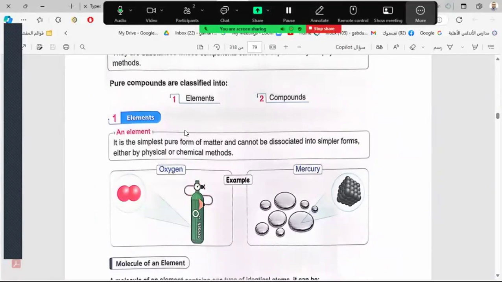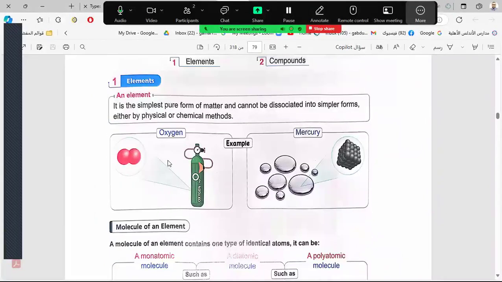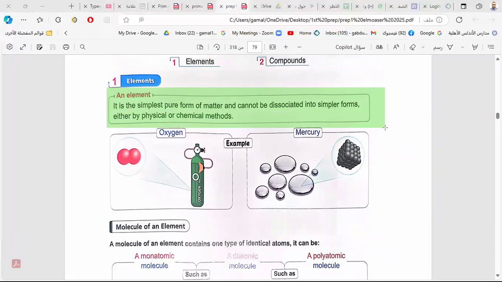Water is a compound, but oxygen is an element. And mercury is an element. The element is the simplest pure form of matter that cannot be dissociated into simpler forms either by physical or chemical methods. Not by physical and not by chemical, because it is an element of the same atoms, the same element. We cannot separate atoms of an element from each other.